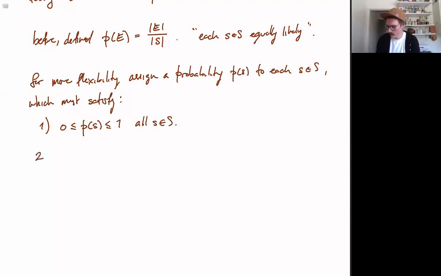And secondly, the sum over all elements of our sample space of the probability of S should equal 1. So this essentially is saying that the probability that something happens among all of the possible outcomes in our sample space, the probability that any one of them happens is 1. Which again, this is just saying that if we perform an experiment, we will get an outcome, and the probabilities will all add to 1.